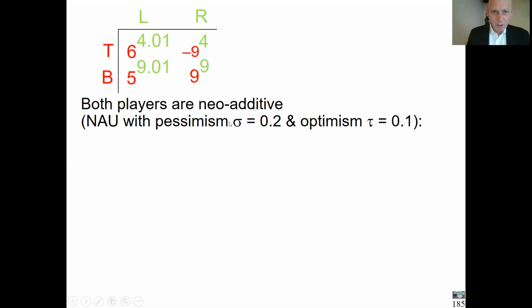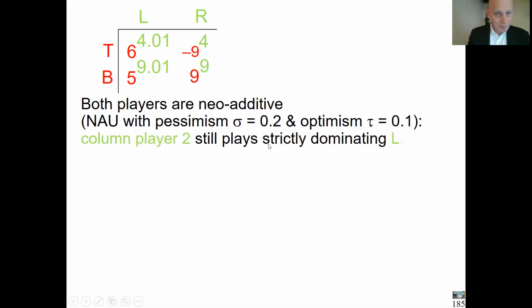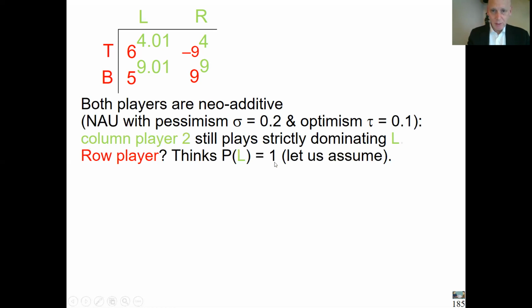But we're going to do the neo-additive utility with the user parameters. You know them, you've seen them before. So I already said the column player will choose L with probability 1. That's quite simple. But now the row player, more to discuss, more interesting. What will the row player do?